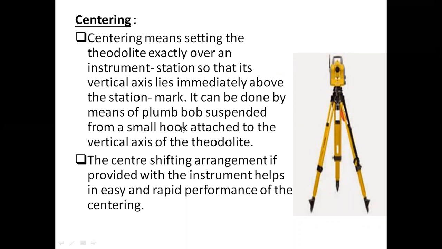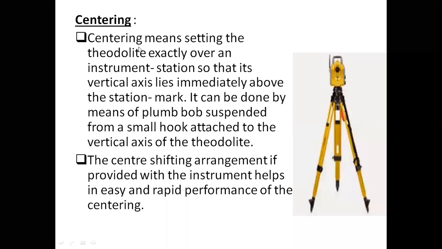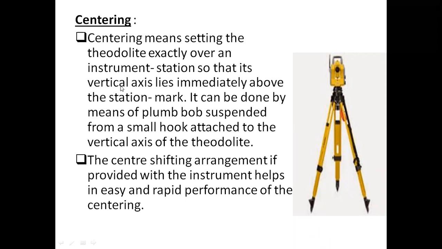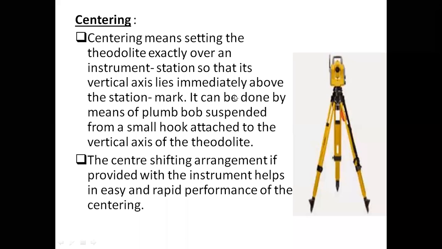We will now discuss the terms used in a theodolite. First, centering. What is meant by centering? Centering means setting the theodolite exactly over the instrument station so that its vertical axis lies immediately above the station mark. It can be done by means of a plumb bob suspended from a small hook attached to the vertical axis of the theodolite. Now I will show what is meant by centering.